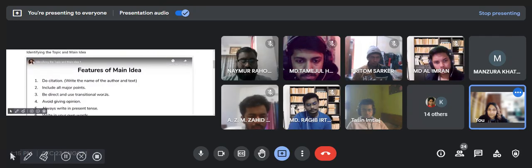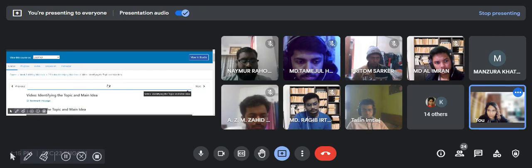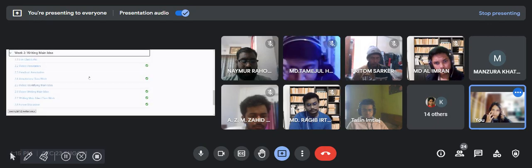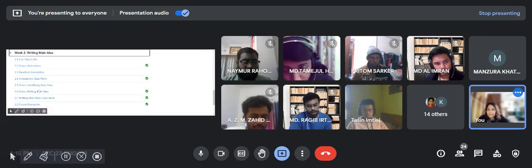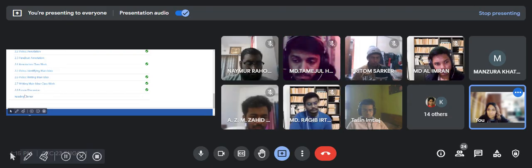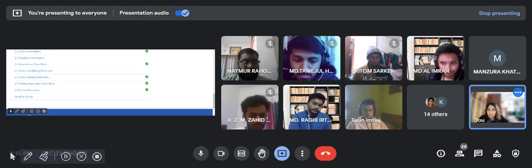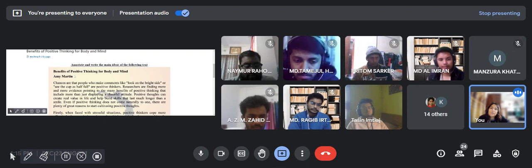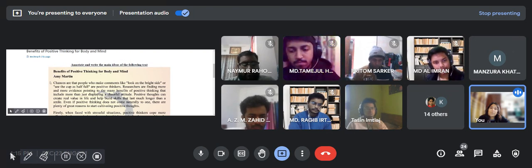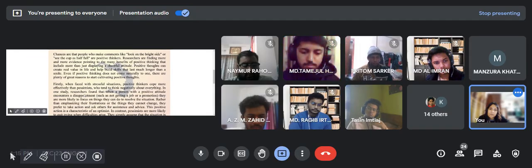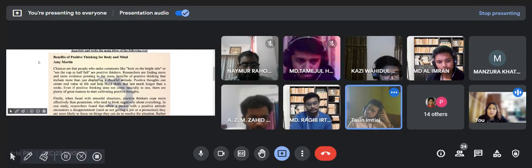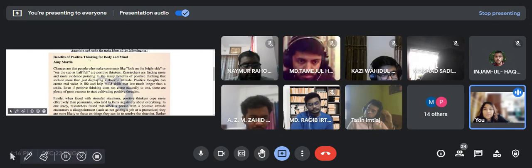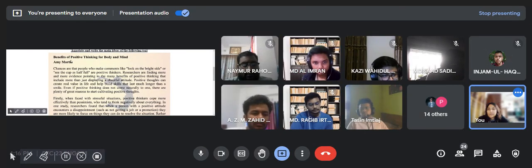For example, here, oh, I opened it in a new tab. You can't see this. Okay, so here the name of the article is Benefits of Positive Thinking for Body and Mind by Amy Martin, right? Class? Yes, ma'am. So a citation means you have to write down the name of the text and the name of the author. So you can write it this way.